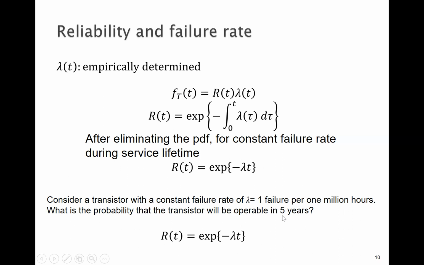So we have to convert 5 years into hours. 5 years times 365 times 24. So we can estimate reliability. And what we see is that at the end, this number should be something close to unity. If it is a reliable equipment, we should expect something close to unity, like 90% or 0.9, 0.8, 0.7.